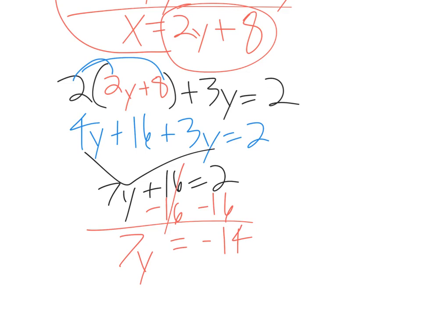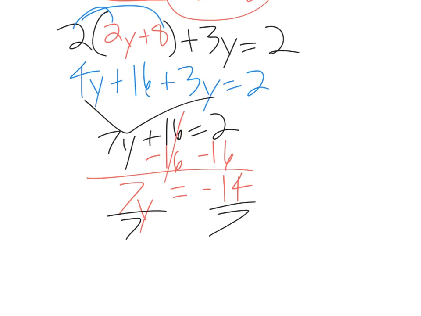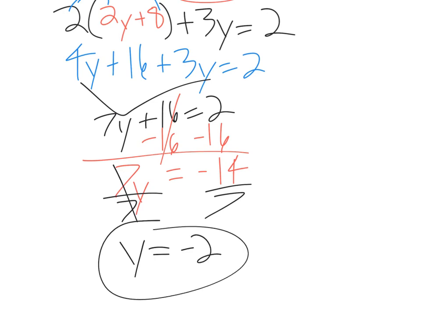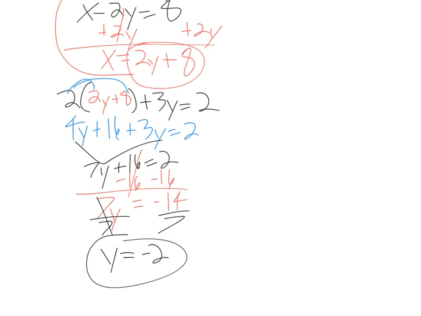So divide everything by 7, because you have 7y, that means 7 times y. So the opposite of that would be divide by 7. And negative 14 over 7 is negative 2. So y equals negative 2.